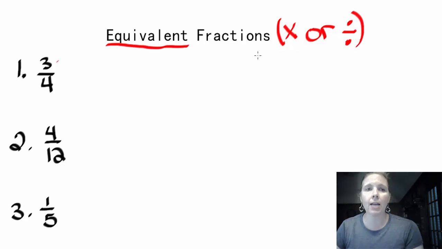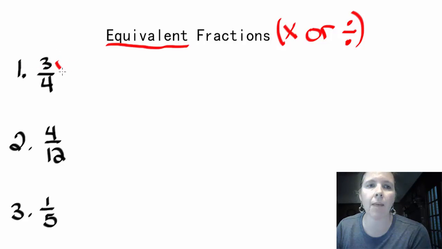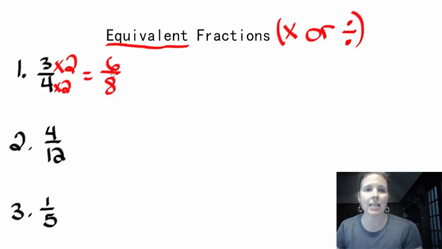It doesn't matter, except for when it's like 3/4, if you divide, you can't really get smaller, because nothing will divide into both of those. But what you do is you multiply by the same number. So you can multiply by 2. Okay, so 3 times 2 is 6, 4 times 2 is 8. That is the same exact thing.